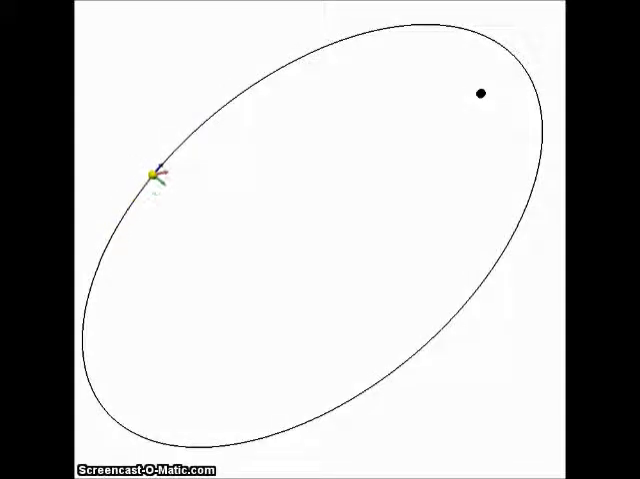This VPython model uses arrows to represent F net and its components. F net is red, F net parallel is blue, and F net perpendicular is green. F net parallel is parallel to the star's current momentum and is the component of the force that causes the star to speed up or slow down. F net perpendicular is perpendicular to the star's momentum, and it is always the component that causes the star to turn. F net itself is always pointed toward the black hole.